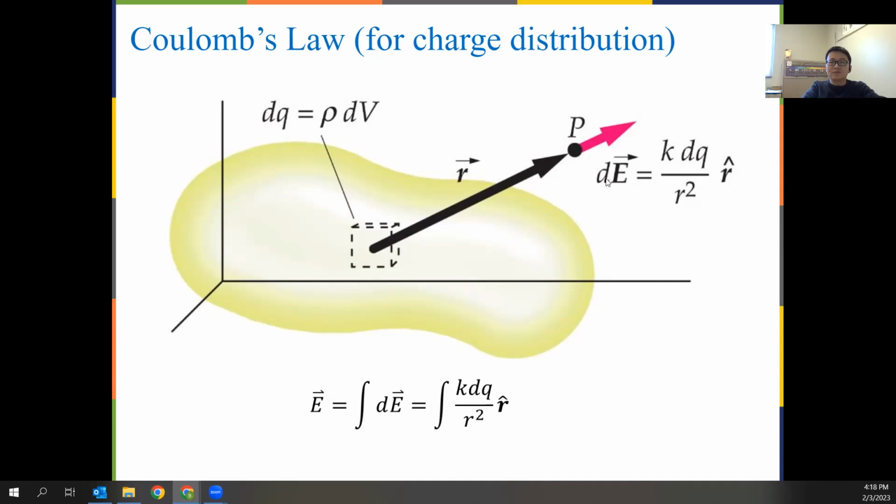So for the small piece, it's going to be dE equals K dq, which is the charge in this small volume, rho times dV, over R squared. R is from the point of interest to that piece, and in the radial direction pointing from this one to that one, that's the unit vector. And you'll do integration through the whole body to calculate the electric field at this point by this charge distribution.